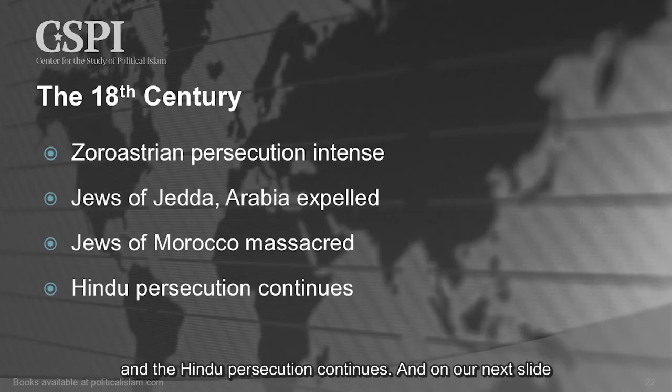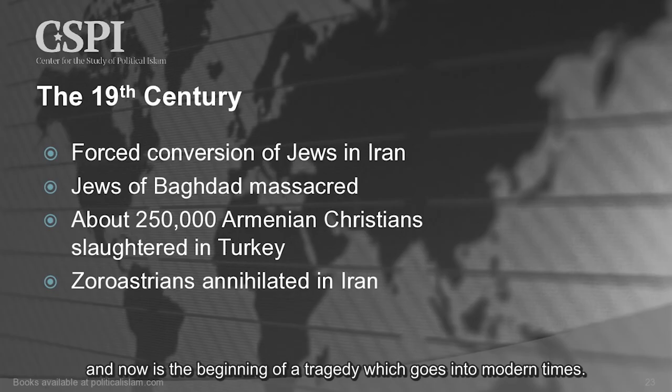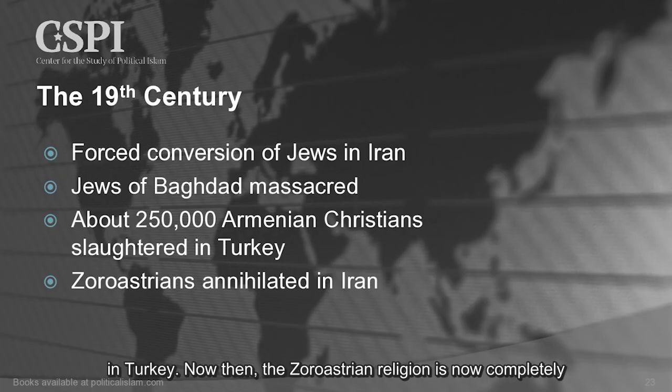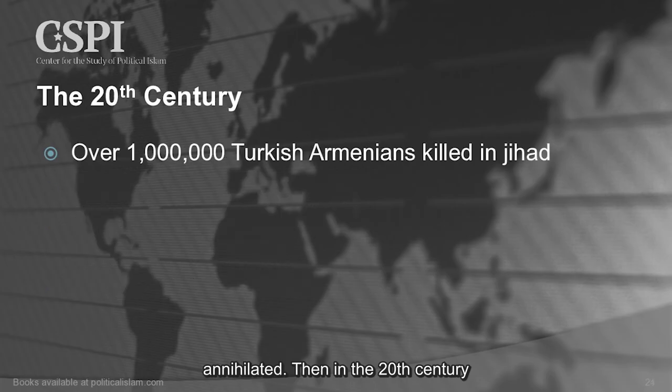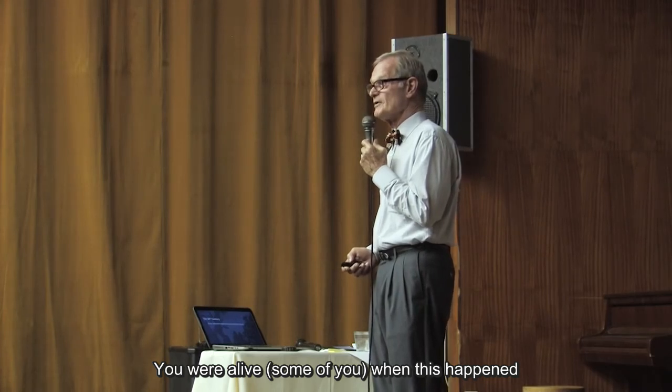And on our next slide, in the 19th century, more forced conversions, more massacres, and now then is the beginning of a tragedy which goes into modern times. 250,000 Armenian Christians are slaughtered in Turkey. Now then, the Zoroastrian religion is now completely annihilated. Then in the 20th century, 1 million Armenians die. You were alive, some of you, when this happened.